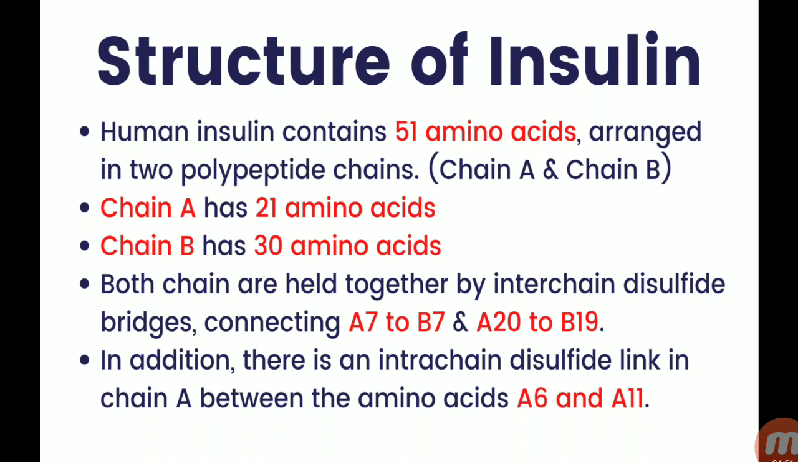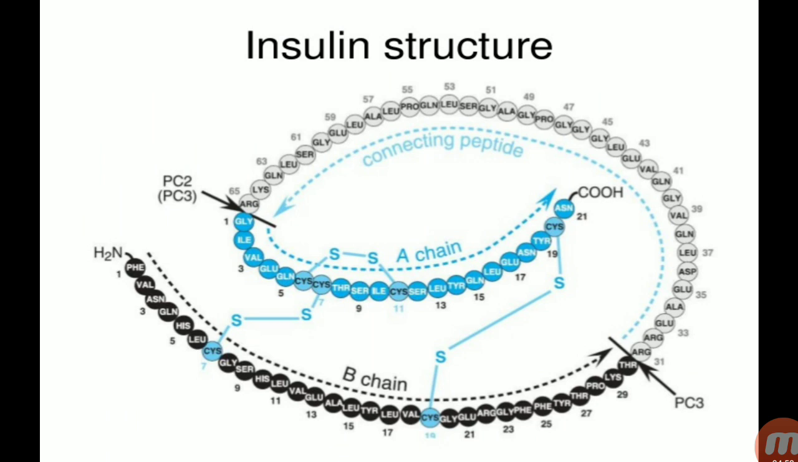Now there is one intra-chain disulfide link in chain A between the amino acids 6 and 11. When you take a look at the picture of insulin structure in the video right now, the blue circles denote chain A, and the black circles denote chain B. Chain A and chain B are held together by the two disulfide linkages at A7 to B7 and A20 to B19. But in the blue chain, only in chain A, there is another intra-chain disulfide link at A6 to A11. And apart from chain A and chain B, there is one connecting peptide, which is denoted as C peptide.